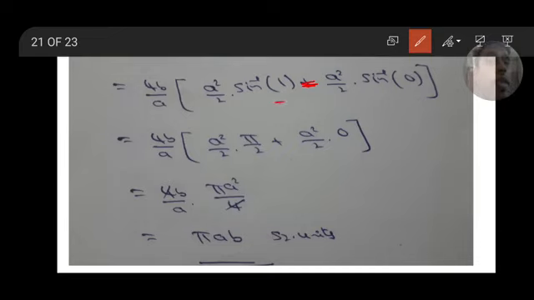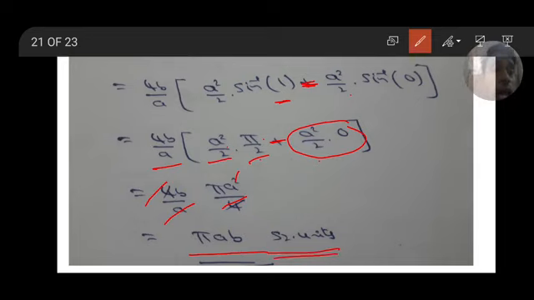Sin inverse 1 means sin inverse of sin pi by 2 cancels out, it is pi by 2. So 4b by a into a square by 2 into pi by 2, and a square by 2 into sin inverse 0 is 0. In the previous problem we saw sin inverse of sin 0 is 0. A square by 2 into 0 is 0, minus 0. So 4b by a into pi a square by 4: 4 cancels, a square cancels with a, therefore pi into ab square units, that is the area enclosed by the ellipse.